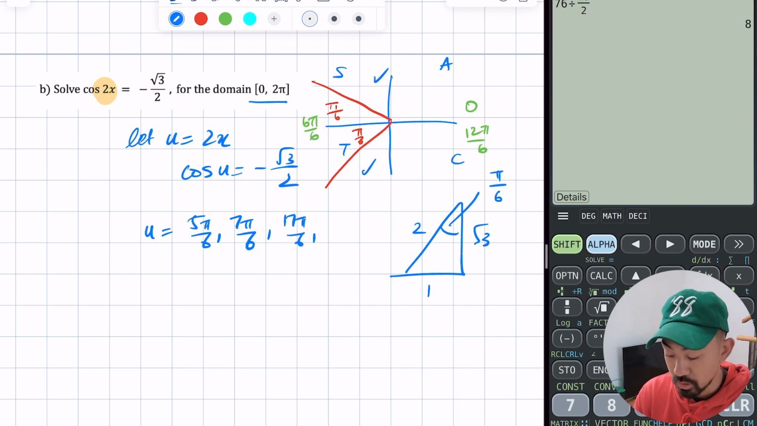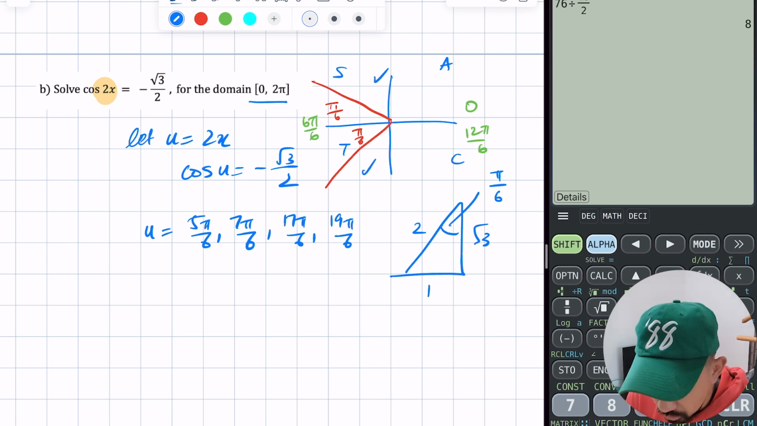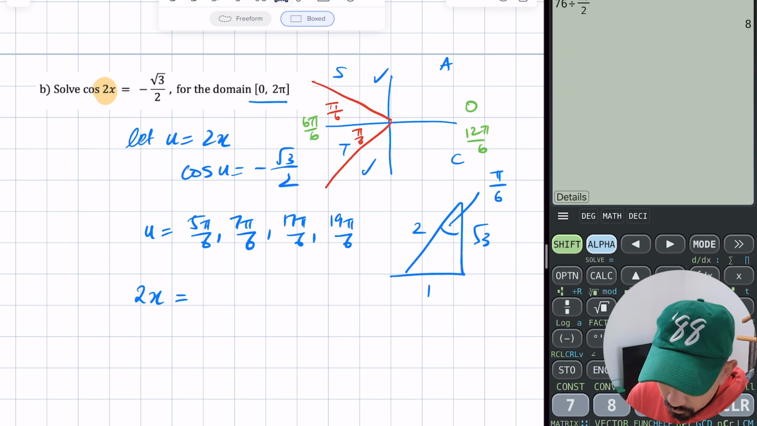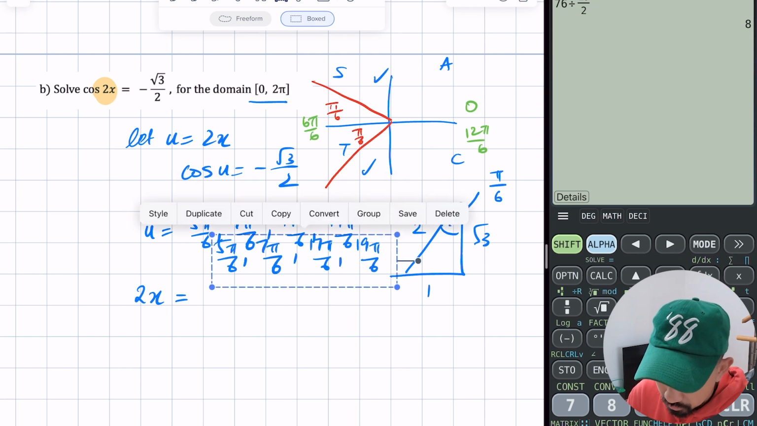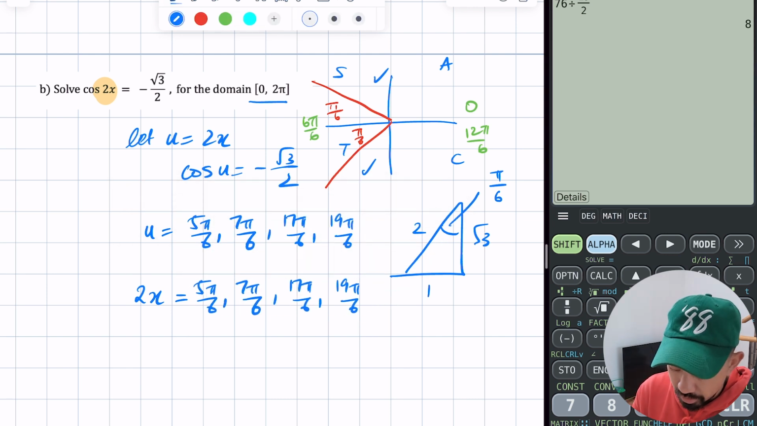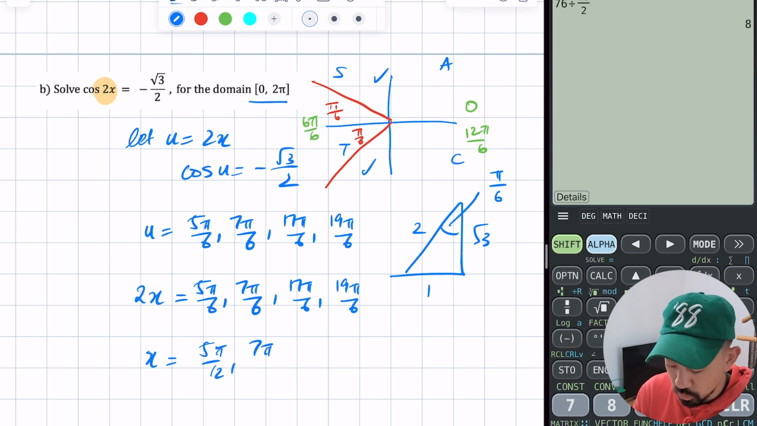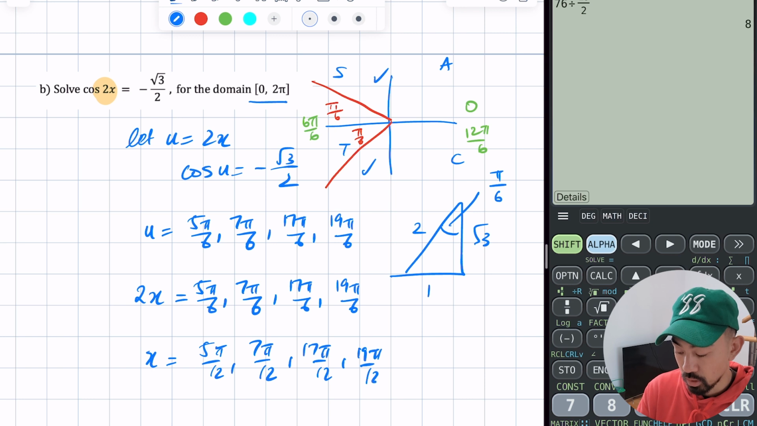7 pi on 6 plus 12 pi on 6, that's 19 pi on 6. Okay, almost there. We're not solving for u, we're solving for 2x. So let's replace that, all that, down here. And now divide everything by 2. So 5 pi on 12, 7 pi on 12, 17 pi on 12, and 19 pi on 12. Done.